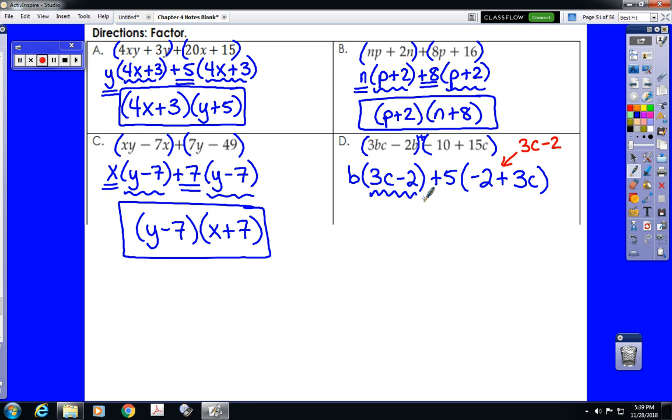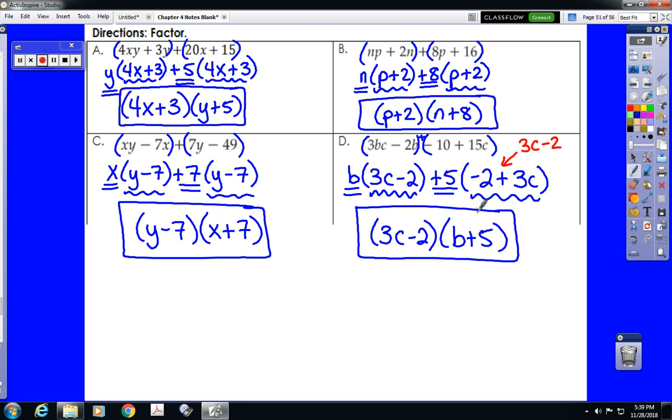Now when we factor this binomial out, we can write either form of it. However, mathematical notation says we should write it in descending order, so we should use 3c minus 2. It is not incorrect to write it as negative 2 plus 3c, but it's more correct, more acceptable, more standard to write the 3c minus 2. So then what's left over would be our second binomial, which would be b plus 5. Moving on.